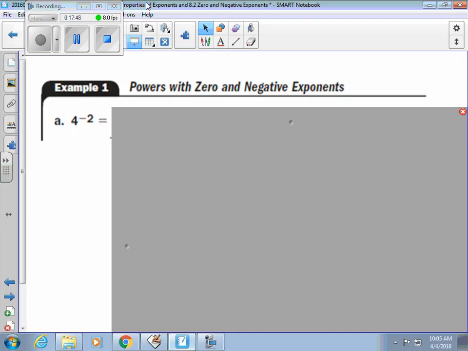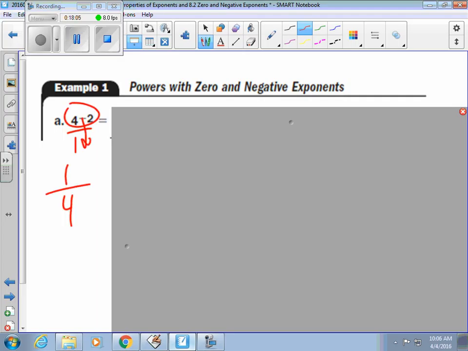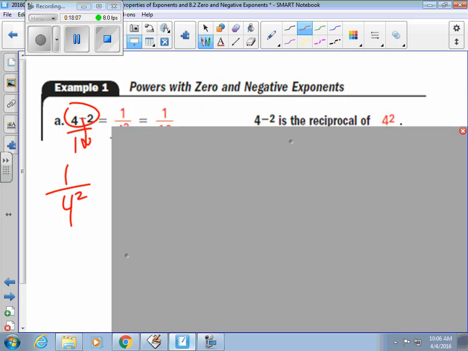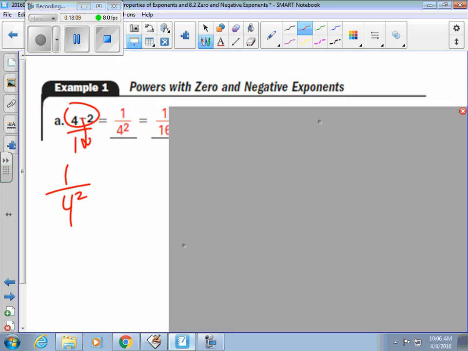Powers with 0 and negative exponents. 4 to the negative 2 power. Again, elevator. It's not a fraction. Make it 1 by putting it over 1. 4 to the negative 2 goes down. It rides that elevator, and it goes down. 1 stays on top, and it becomes 4 to the positive 2. 1 over 4 to the positive 2 is 1 over 16. Simple as that. Ride the elevator.